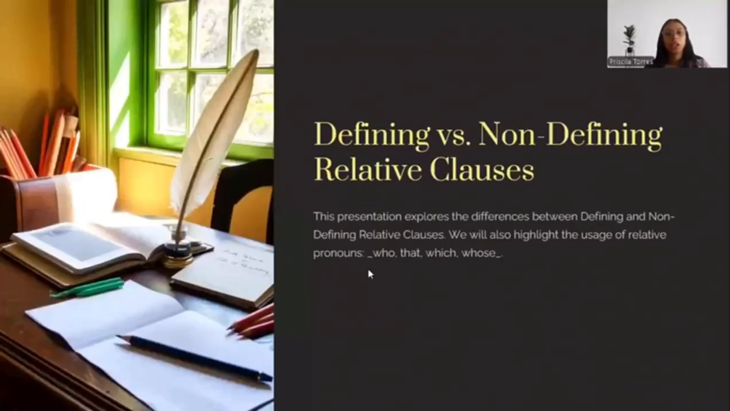We will talk about defining versus non-defining relative clauses. This presentation explores the difference between defining and non-defining relative clauses. We will also highlight the usage of relative pronouns: who, that, which, and whose.